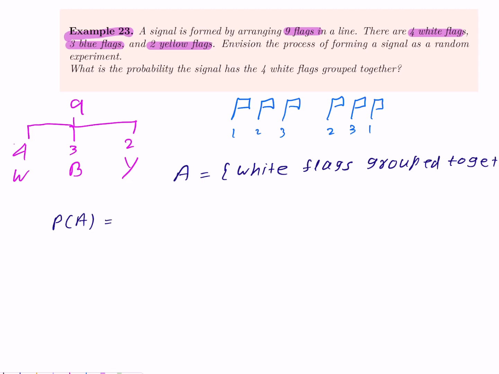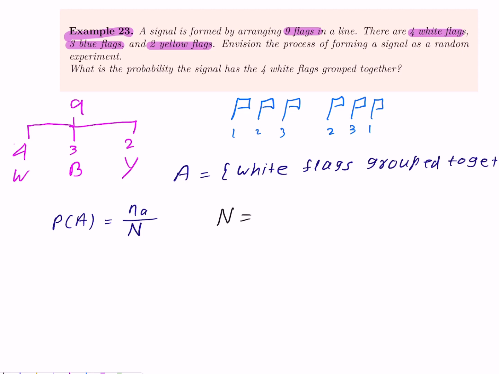Then how do we find the probability of A? That is N(A), the number of elements in A, over the number of elements in S, which is uppercase N, right? Now how do we find the N?